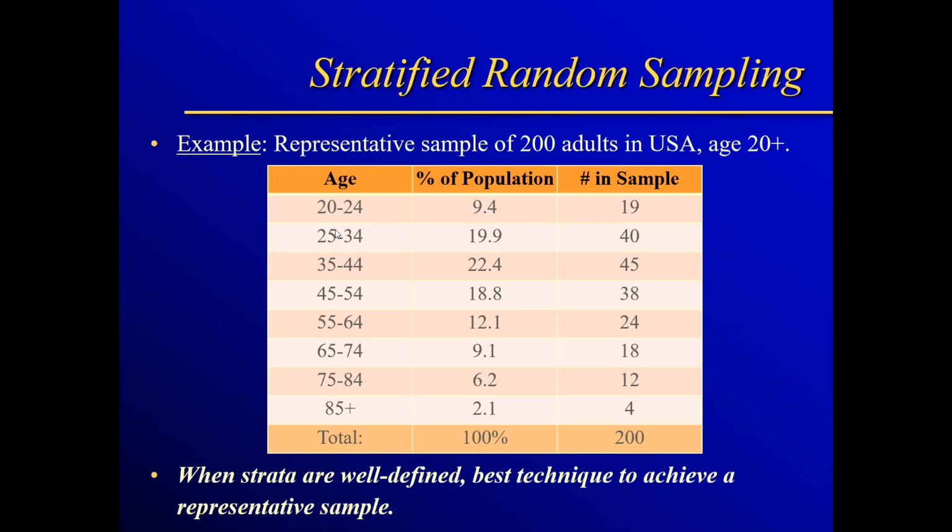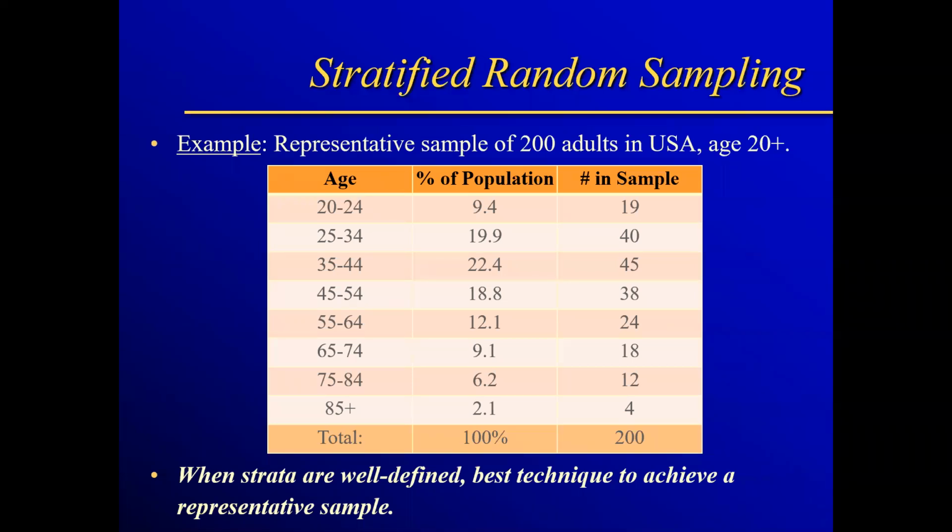So I can keep on collecting data until I fill up my quota, my 19 20-to-24-year-olds, my 40 25-to-34-year-olds, my 4 85-plus-year-olds. So I'm filling up my quota. Everyone still has an equal chance of participating in my study, but I'm hitting my quota of age.